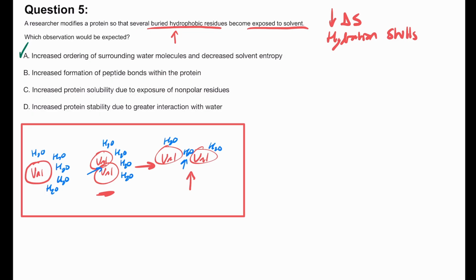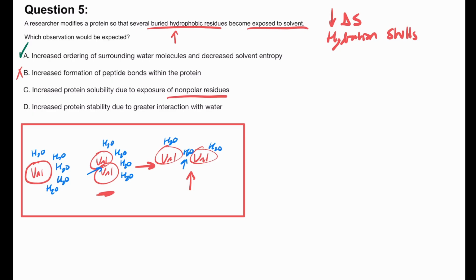B, increased formation of peptide bonds within the protein. Well, exposing hydrophobic residues to solvent isn't really going to be affecting peptide bonds in any way, because whether the protein is in a solution or in a hydrophobic environment, or whether the pH is one thing or another, or the heat is one thing or another, the peptide bonds are never changing. Remember, peptide bonds are primary structure, and they are not impacted by the environment of a protein after they're already formed.